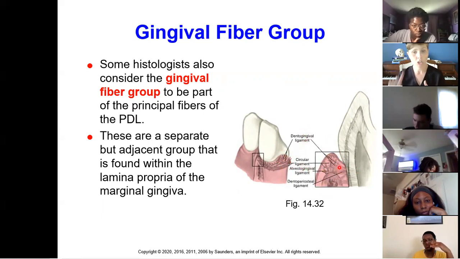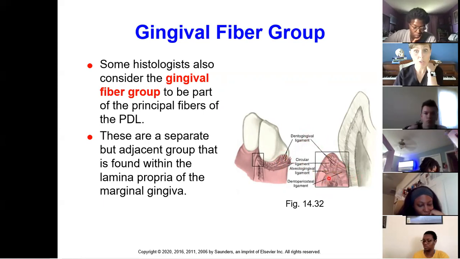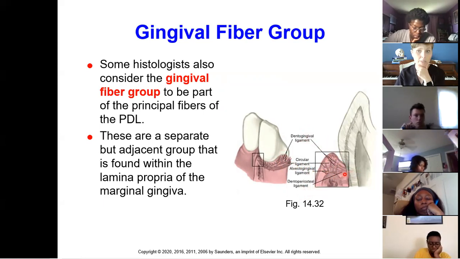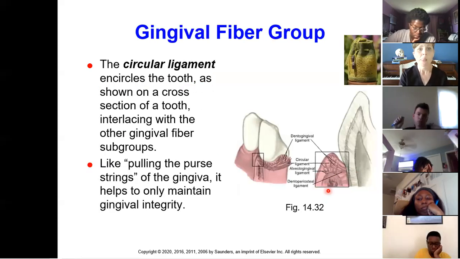And then we have our circular that run around. And then they go from the free gingiva to the bone, which is your alveologingival ligaments, and then your dentoperiosteal, and they kind of run like the cementum does. So we'll go into this a little bit more.